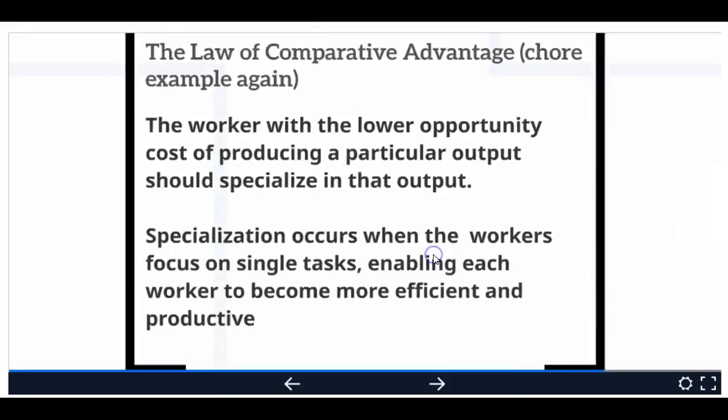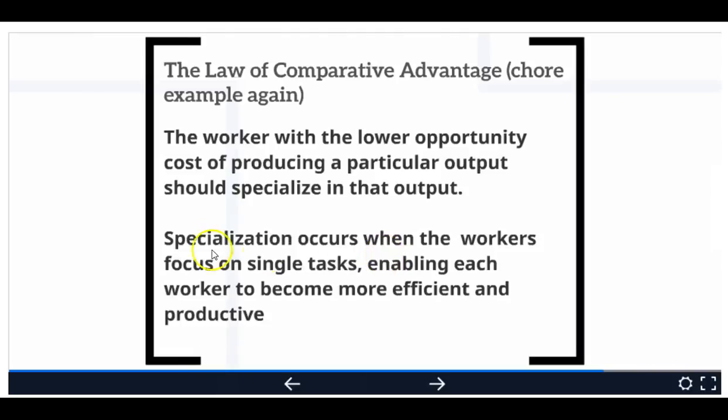Makes sense? I'd also like to point out here that in this definition, I can replace the word workers with firms, regions, or even countries. I could say specialization occurs when firms or businesses focus on single tasks, enabling each business to become more efficient and productive. I wouldn't want McDonald's, the business, to start selling groceries, for instance. They specialize in really good French fries versus providing us with great produce, as an interesting example.